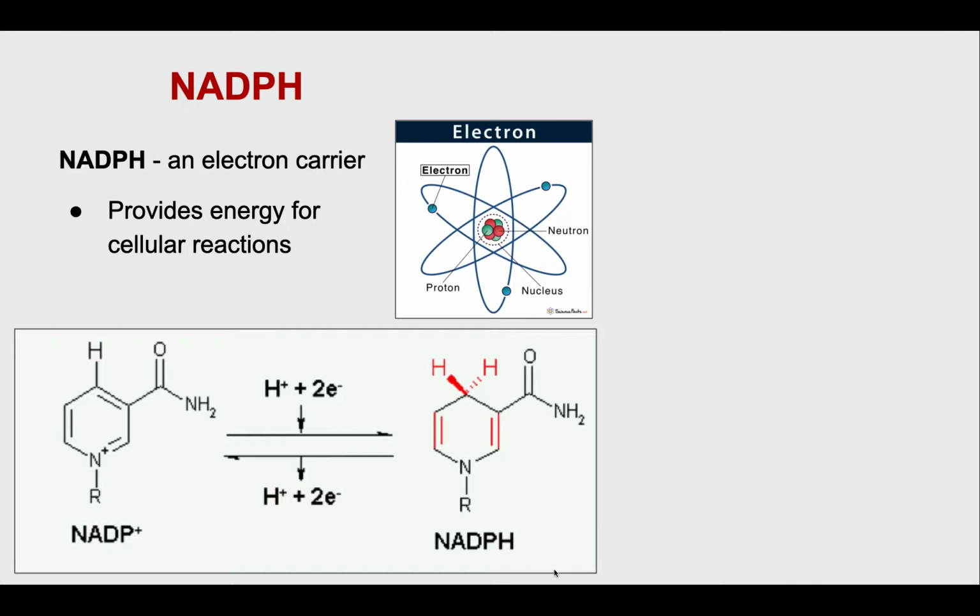A lot of times we're going from this form, NADP+, and we are adding on a hydrogen and some electrons, and that's what turns it into NADPH. We'll see this towards the end of the light reactions.